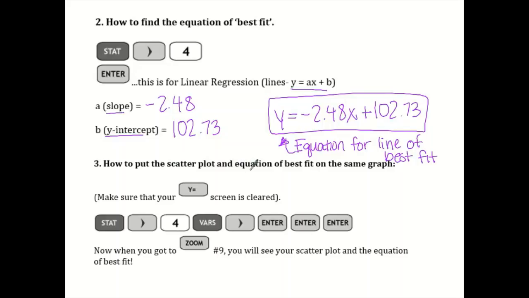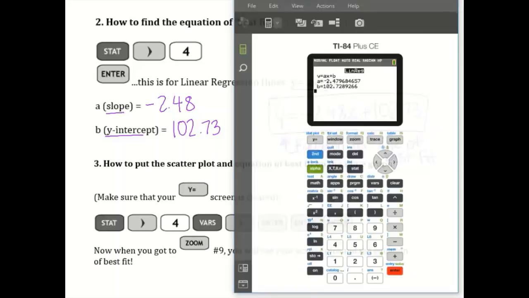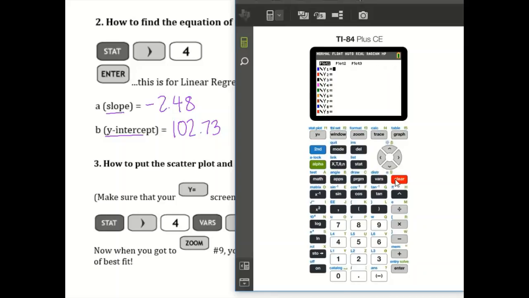So now we're going to put the scatter plot and the equation of the line of best fit on the same graph. So the first thing we want to do is go to your Y equals screen. If there's anything in there, make sure you clear it out. There should be nothing in your Y equals screen. Okay. Then we're going to go back to stat, over to calc, down to 4. And this time we're going to scroll down a little bit to where it says store regression equation. Now we're going to hit, on your notes, it says vars. The vars button is right here. We're going to hit vars, over to Y-vars, enter, enter, enter to calculate.